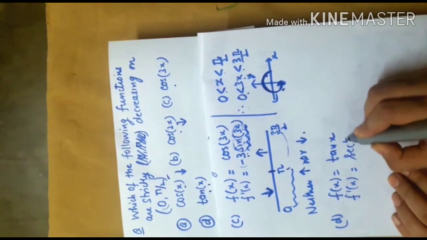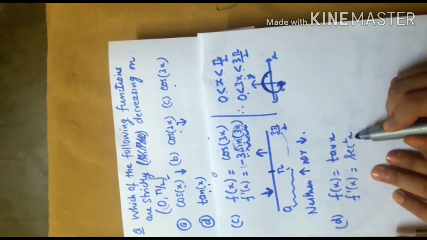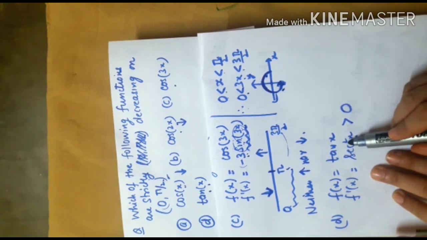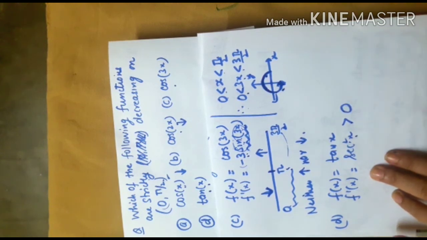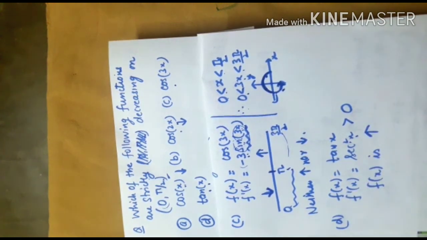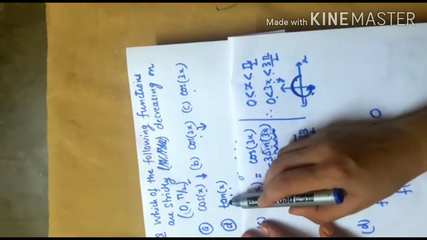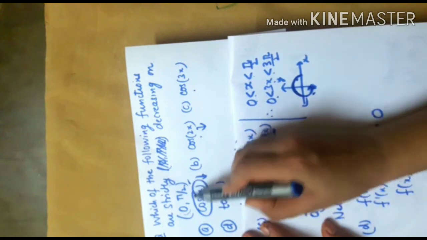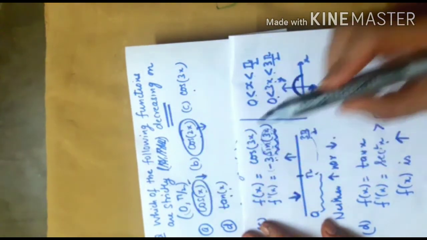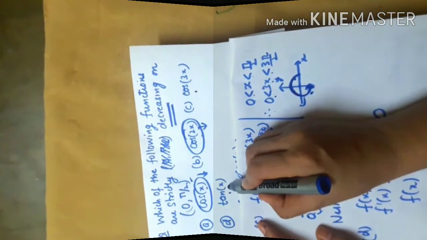f dash x will be secant square x. Yes, secant square x will definitely be positive, being the square of a number. So here in this case f(x) is increasing. So out of these 4, the cos x function and cos 2x functions are decreasing on this interval. This is neither increasing nor decreasing and this is increasing.